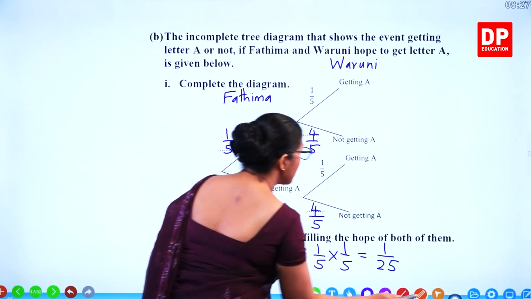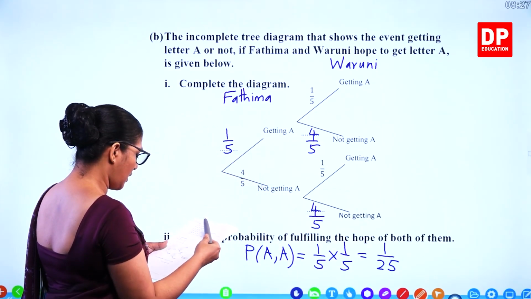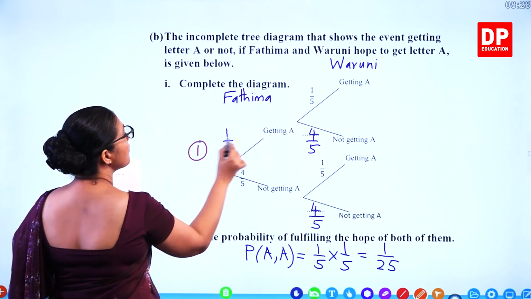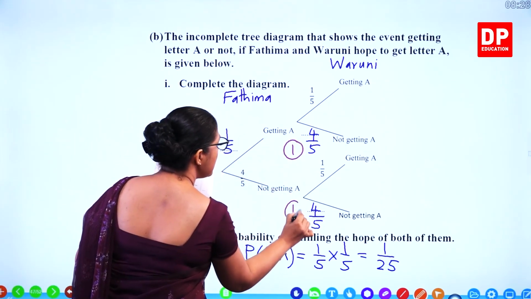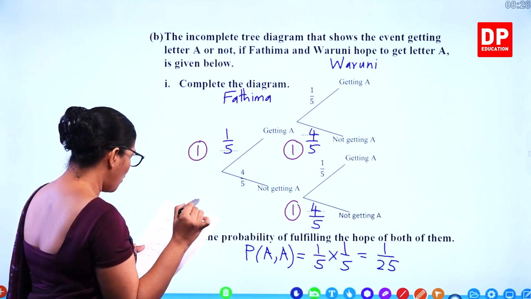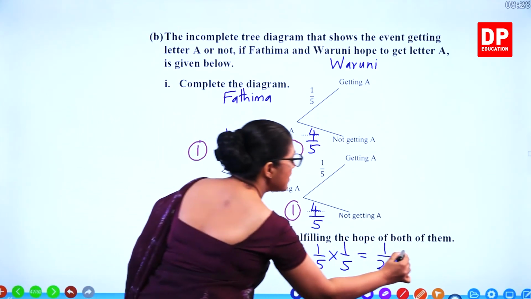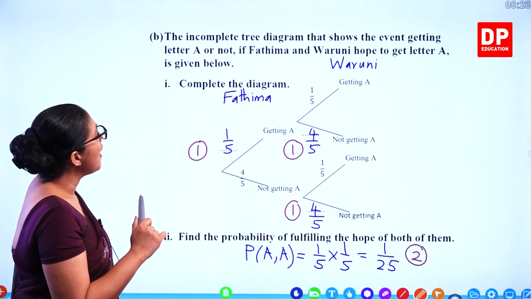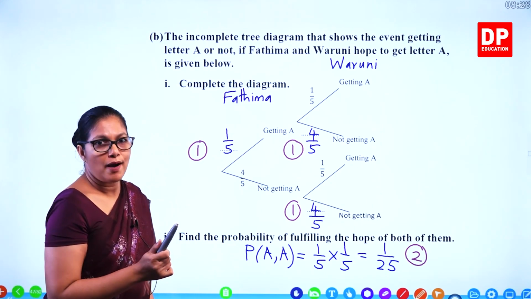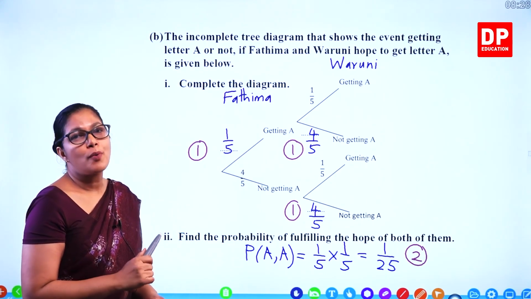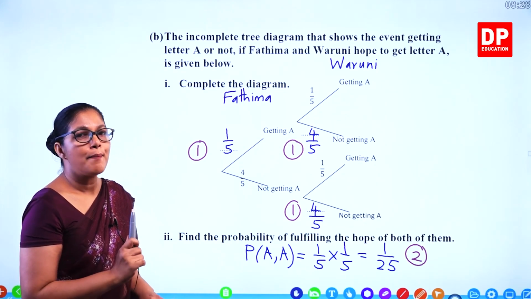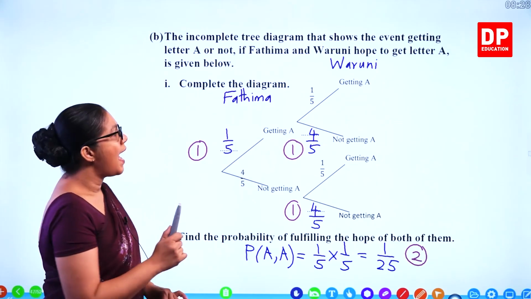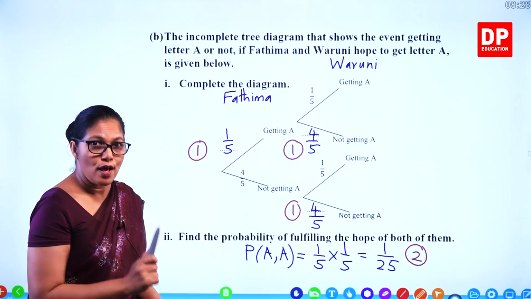So how many marks? 3 marks for filling these probabilities, and then 2 marks for calculating this final probability. So earlier we gave 5 marks and this 5 marks, altogether 10 marks. So this is the last question in paper 1 part B. So we covered all 25 short questions and 5 questions in the first paper.